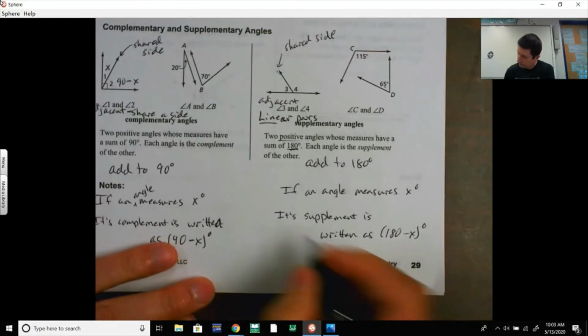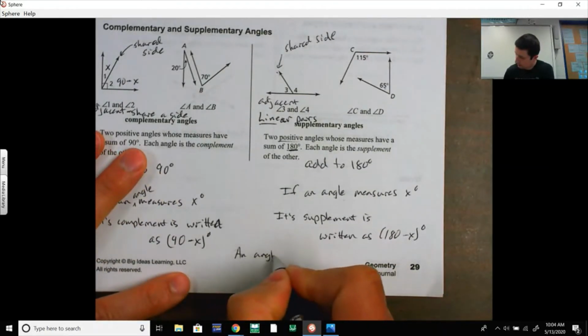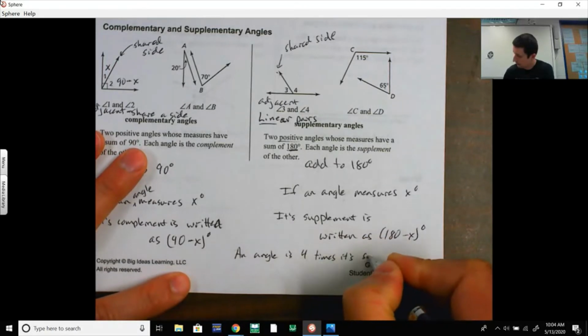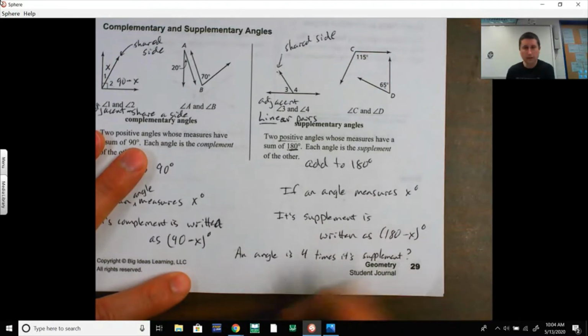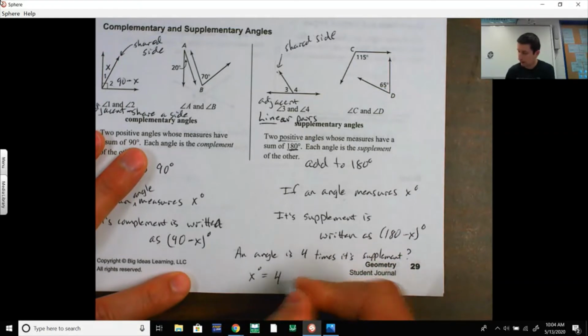So if they would have the example: an angle is 4 times its supplement. Find the measures. So an angle, that's x degrees, is 4 times its supplement. That's 4 times 180 minus x.